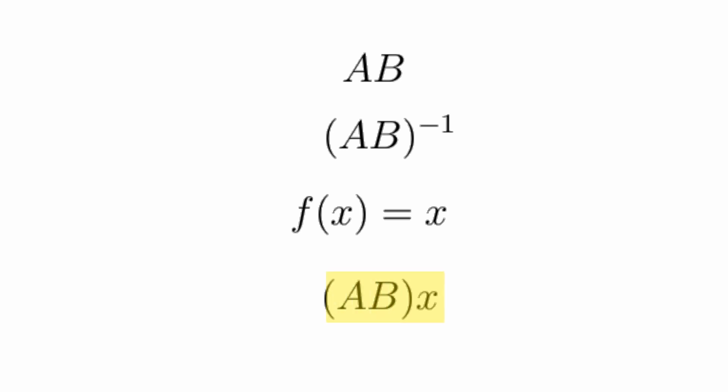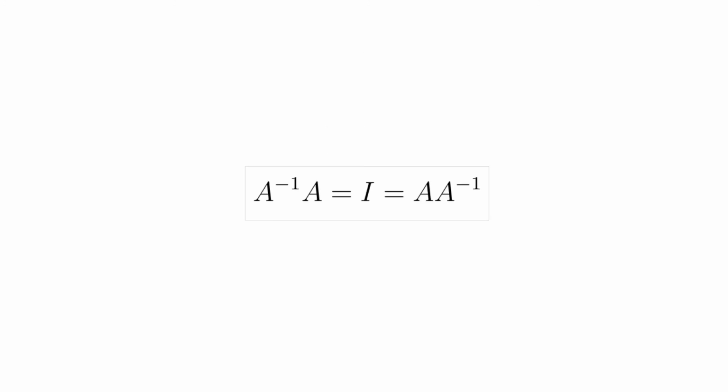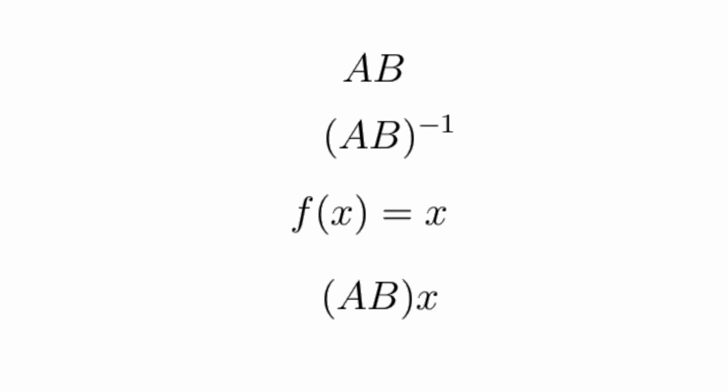Now, given some operation A, we say that A inverse is the operation that brings you back to the original input after applying A, and vice versa. So in other words, A inverse A is the identity operation, which is also A A inverse. So imagine rotating an image 90 degrees clockwise. The inverse operation is rotating the image 90 degrees counterclockwise, as performing both operations in either order will be as if you did nothing, also known as the identity operation.